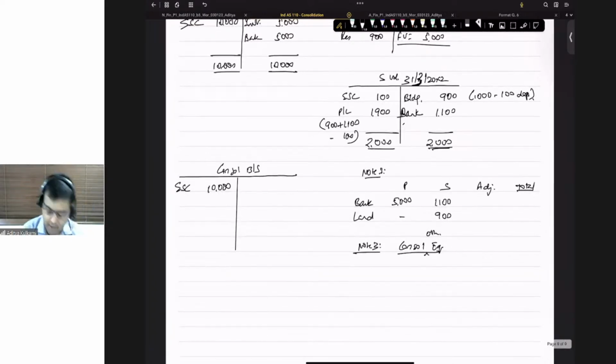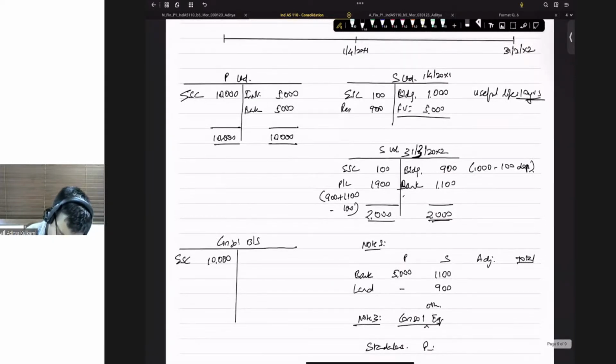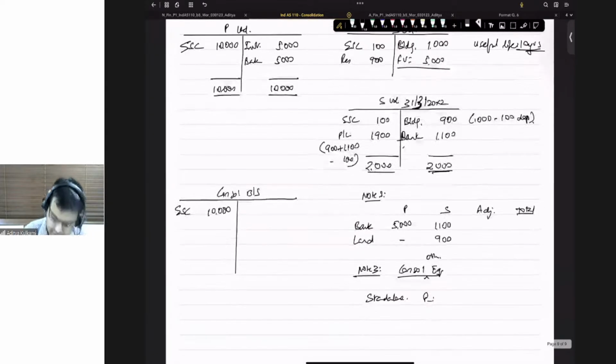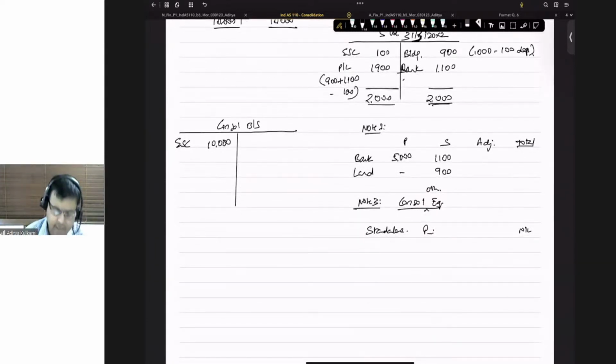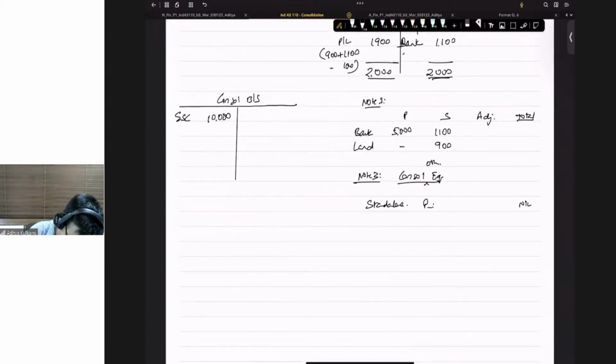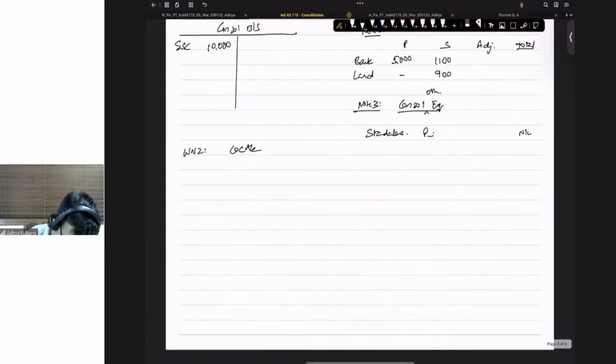All right. Then working note 1 will be for equity. Here I'll just pull up standalone P. How much is it? Nothing. Add whatever comes from S. Okay, so note 3 is done. Working note 1 is done. We then move on to working note 2, that is the COC account.